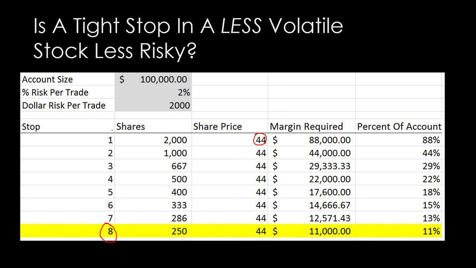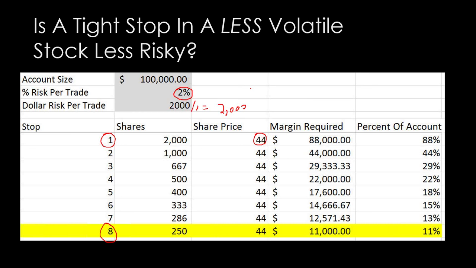So if you use a 1-point stop using the 2% risk formula, when you divide it out by 1 point, that means you'd have to buy 2,000 shares of the stock. Like I said earlier, if a stock is really that low in volatility, then you're going to have to put on more shares to make trading it worthwhile. If you put on just a few shares in a non-volatile stock, well, I hate to use the word dead money, because I often say don't worry about dead money, and I don't want to confuse that lesson. But it's pretty much dead money because you're not going to make enough to make it worthwhile.